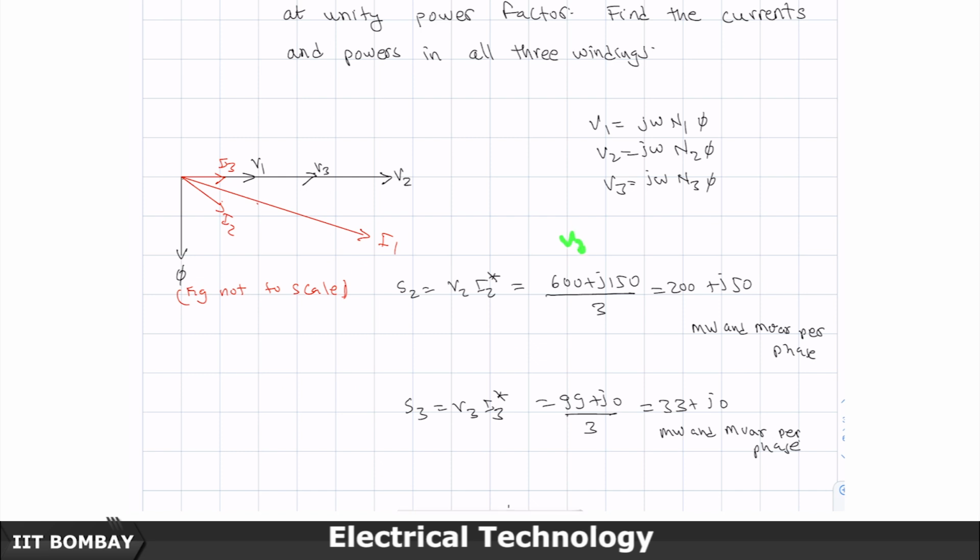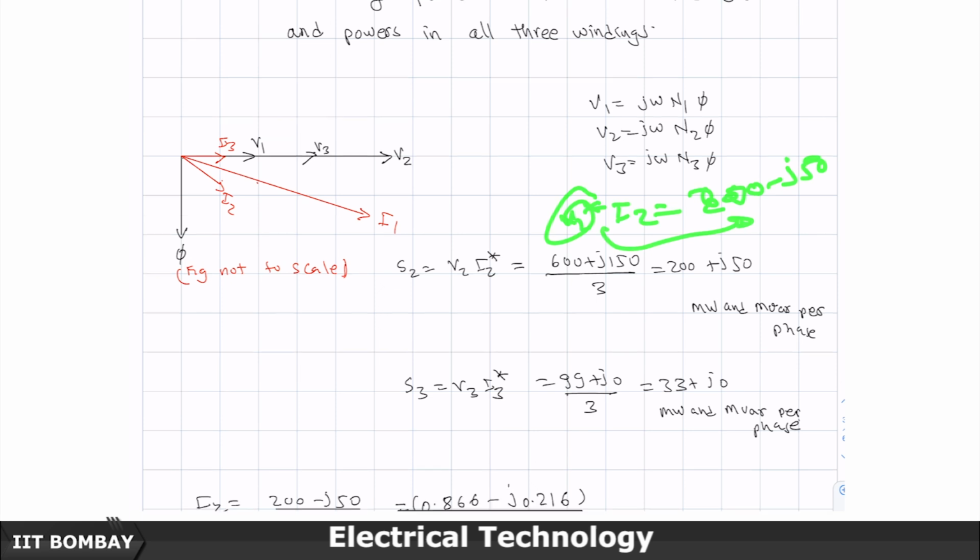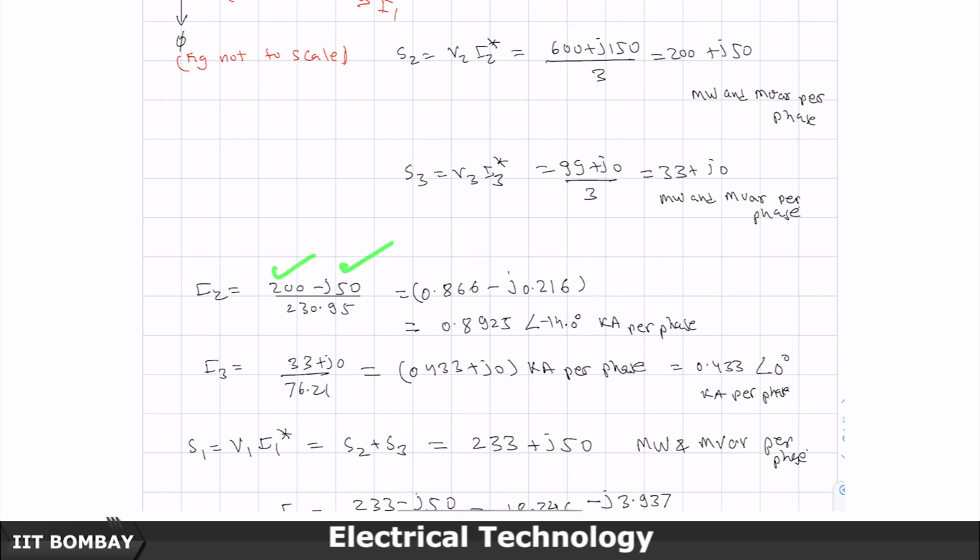So, when I did V2 star I2 is equal to 200 minus J50, and then I divided the whole thing by V2 star, I bring it down at angle 0, because it is a real number, the complex conjugate is going to be the same. So, therefore, I2 will become (200 minus J50) divided by 230.95, which is effectively 0.866 minus J0.216, which is lagging current, because this is the real part and this is the lagging imaginary part. So, this is I2 real, this is I2 imaginary. So, you have a 14-degree lag, 0.8925 kiloamperes. Why kiloamperes? Because the numerator is in MVA and the denominator is in kV. So, MVA divided by kV will give me a current in kiloamperes per phase.